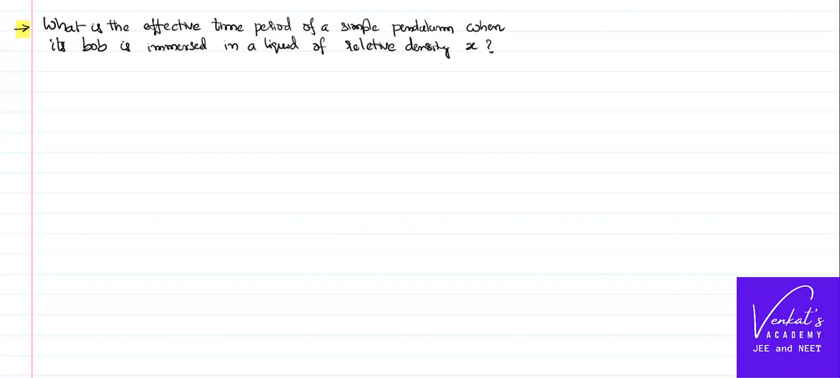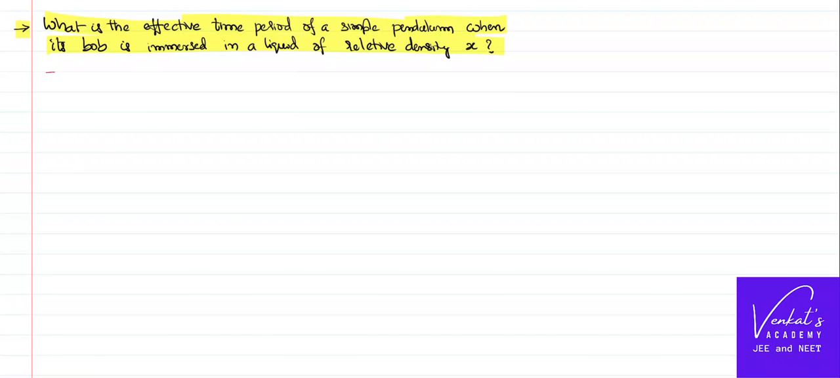Hello everyone. Today in this video, we would like to solve a problem based on the concept of a simple pendulum. Let me read out the problem for you first. What is the effective time period of a simple pendulum when the bob is immersed in liquid of density x? So I will explain the meaning of the problem.